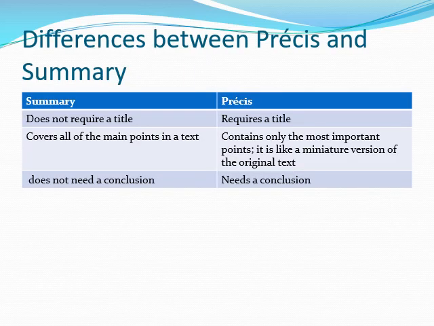So the major differences between preface and summary. A summary does not require a title, but a preface does require a title. A summary covers all the main points in a text. If, for example, you're given a text and you're told, write a summary on this text, and another person is told, write a preface on this text, for you, you cover all the main points in the text. For the person writing the preface, only the most important points, the most essential points are included.